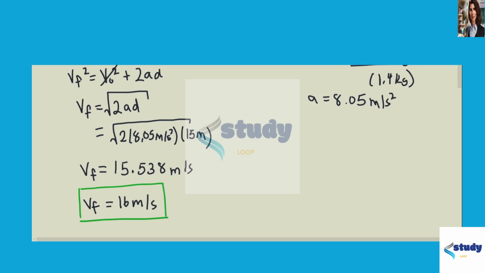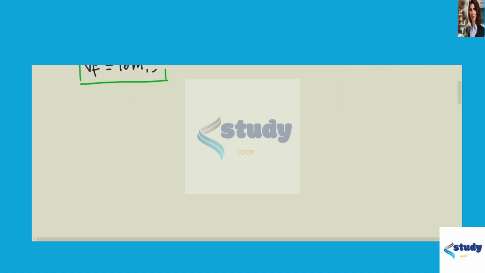Okay, so that is our answer for part A. And then in part B, we're asked to find the maximum height that is reached by the rocket. So as I said, we're going to be using the same formula, just in a slightly different way.